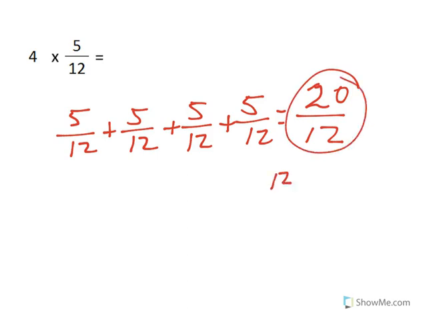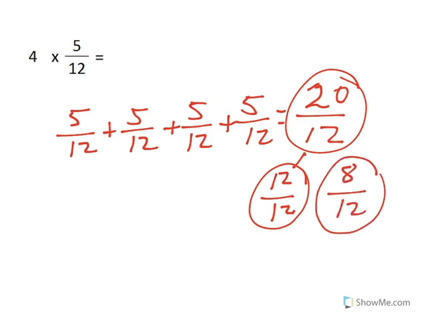Now, I know that 12/12 is equal to 1 whole. And I know that 8/12 plus 12/12 will give me 20/12. 12/12 is equal to 1 whole, and I have 8/12 left over. Now I still need to take my 8/12 and simplify it.